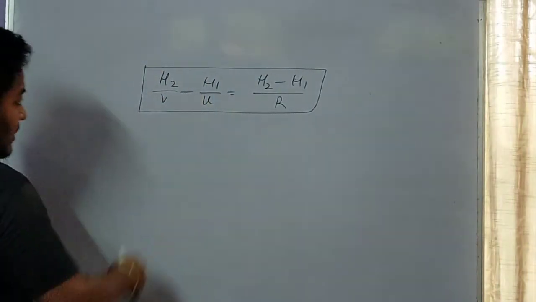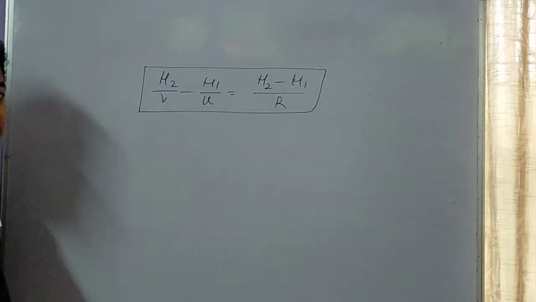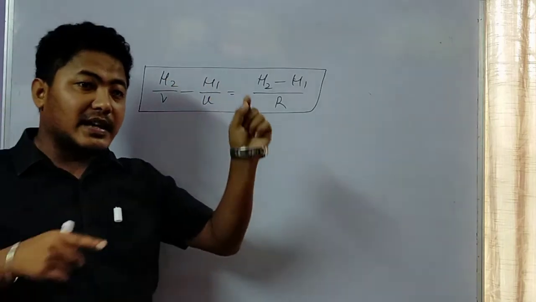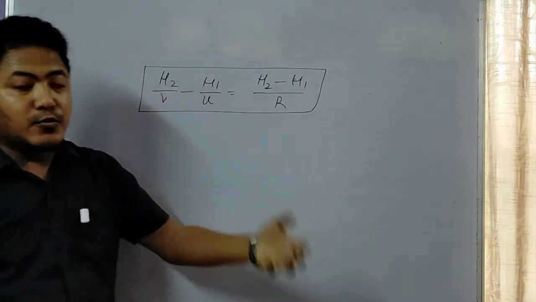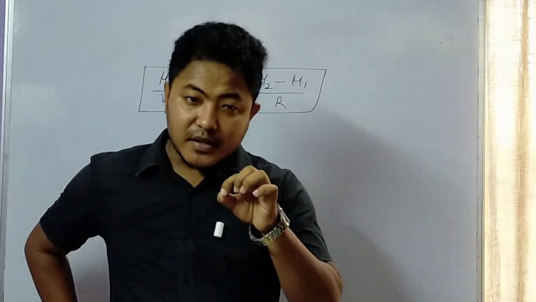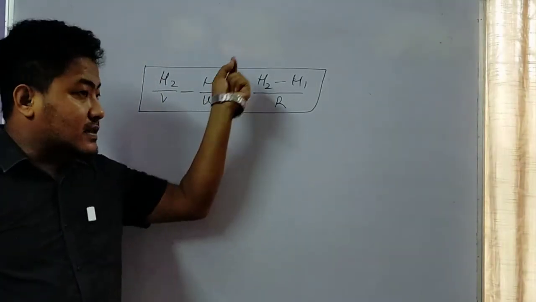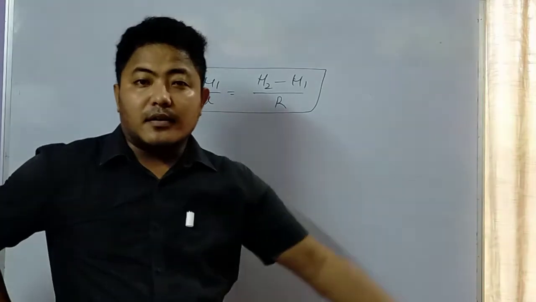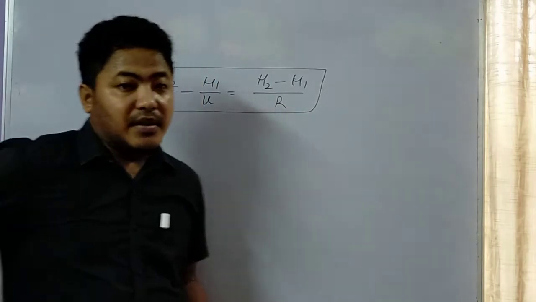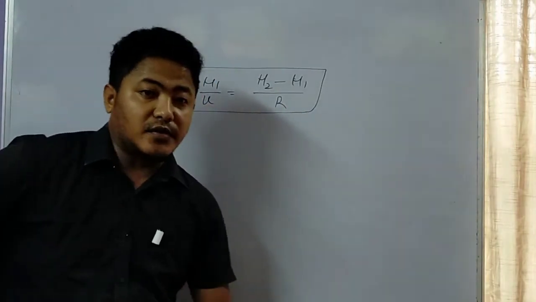And what was it? Mu2 by v minus mu1 by u is equal to mu2 minus mu1 by r. In this case, what was mu2? Mu2 was the medium where light enters. Remember, mu2 is the refractive index of the medium into which light enters, and mu1 is the refractive index of the medium from where light emitted. And v was the image distance, u the object distance, and r the radius of curvature.